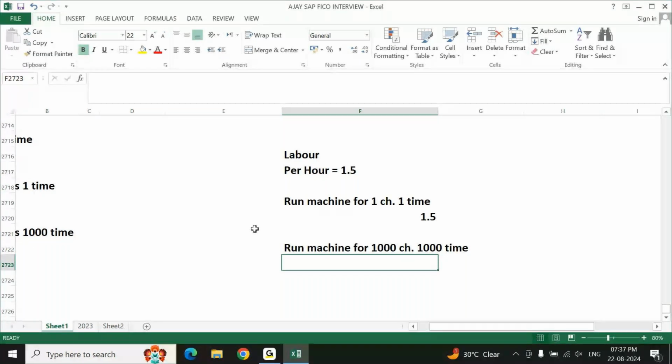Not 1.5, it is 1.5 multiplied by 1000 here. Agree? Now, your variable cost is remaining fixed, your fixed cost is becoming variable. Agree? It is becoming ulta pulta here.